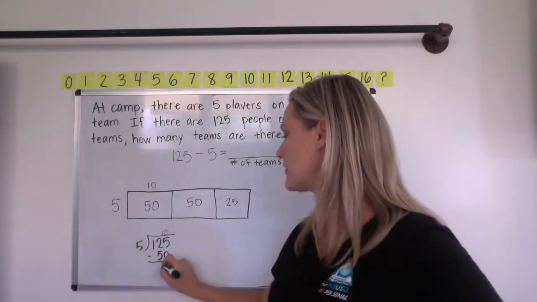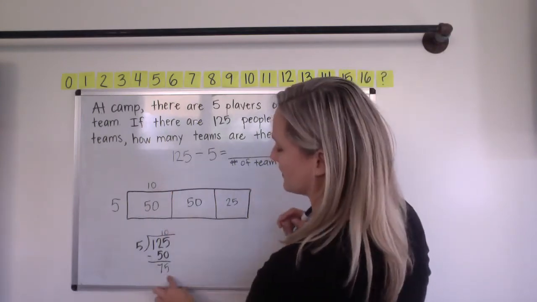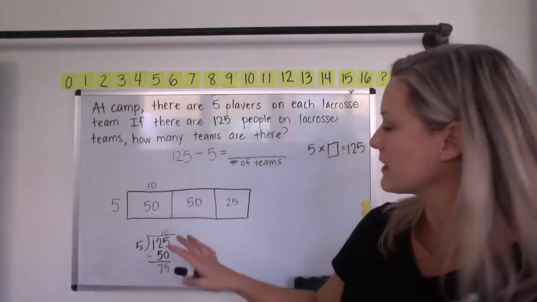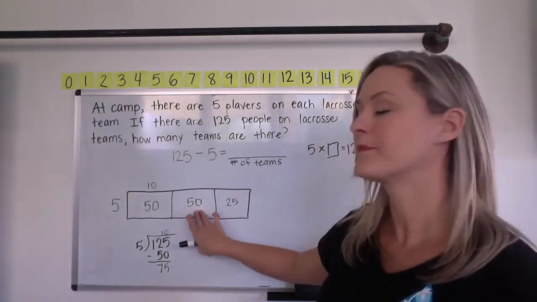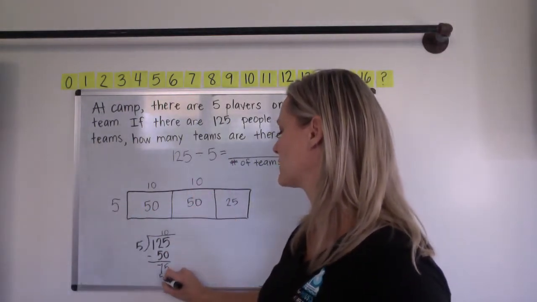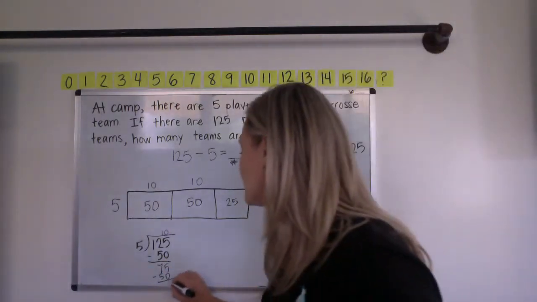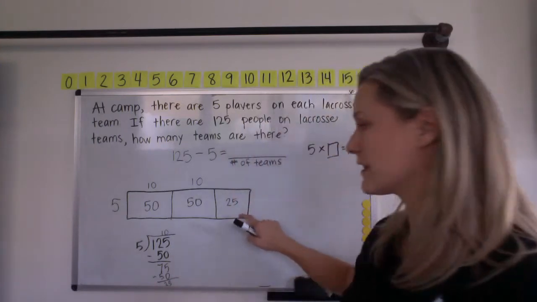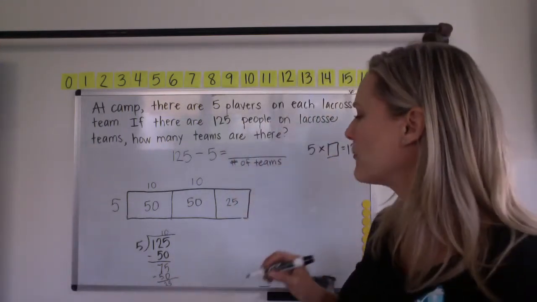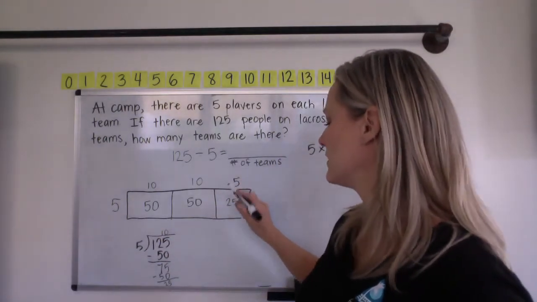So now I have 75 left to go. See that? My 75 left to go. So I think I'm going to place these guys into teams next. So 50 divided by 5 again is another 10. So I've used up 50 more players, and I've got 25 left. 25. See that there? So now we've got 25 divided by 5, which is 5.